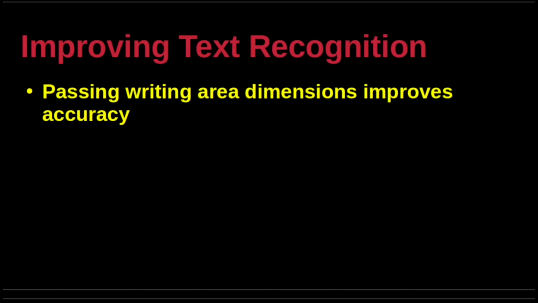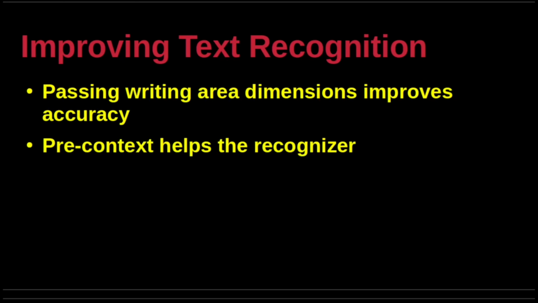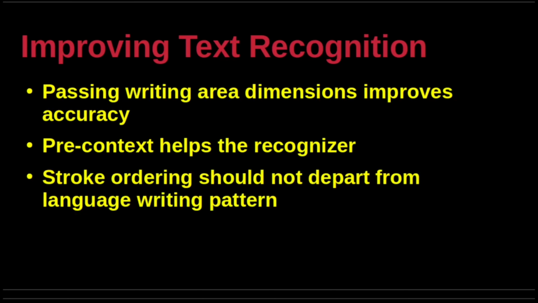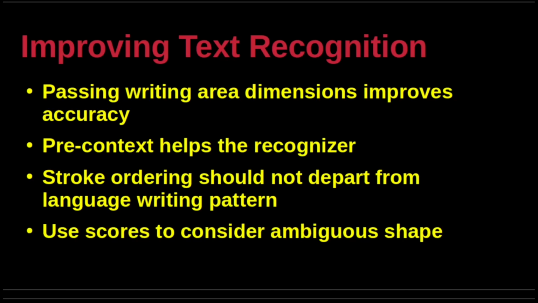There are a few best practices to improve handwriting text recognition. Pass the dimensions of the writing area. Pre-context helps to resolve ambiguity. Stroke ordering factors recognition accuracy. Shape classifiers provide scores.